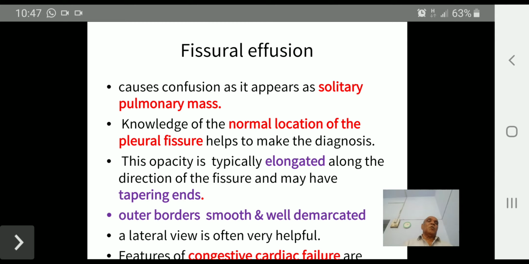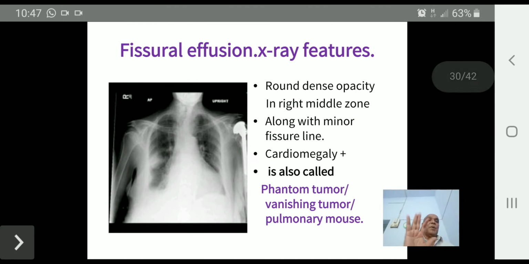The most common cause of the fissure effusion is transudate. One is congestive cardiac failure. In this X-ray, you will see the round opacity in the right mid zone. It is rounded in shape, nearly at the site of the transverse fissure. The synonyms of the fissure effusion are phantom tumor, vanishing tumor, and pulmonary mass.